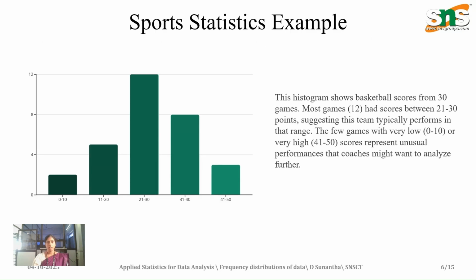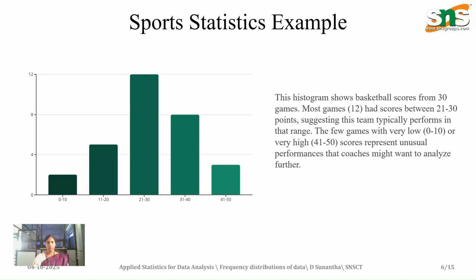Next, let us see one example. This histogram shows basketball scores from 30 games. In most games, 12 of them, the team scored between 21 to 30 points, suggesting this team typically performs in that range. A few games with very low scores, that is 0 to 10, or very high scores, 41 to 50, represent unusual performance that coaches might want to analyze further.